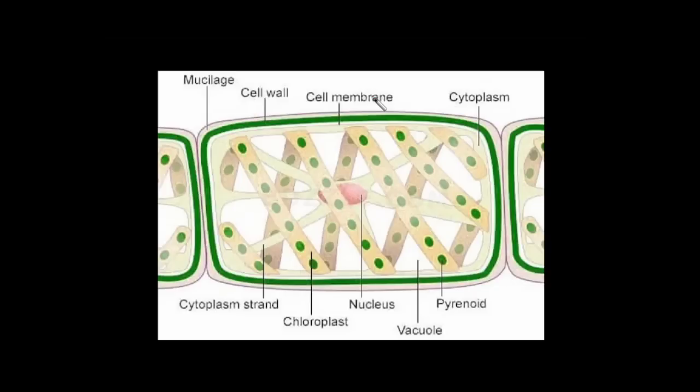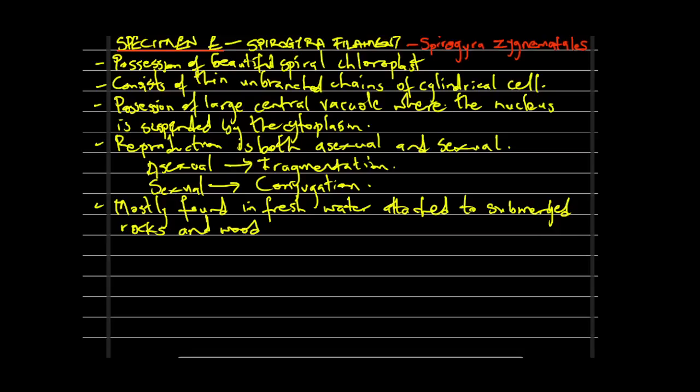They are mostly found in fresh water, usually attached to submerged rocks and wood, or seen as scum on stagnant water. So that is how we see Spirogyra.